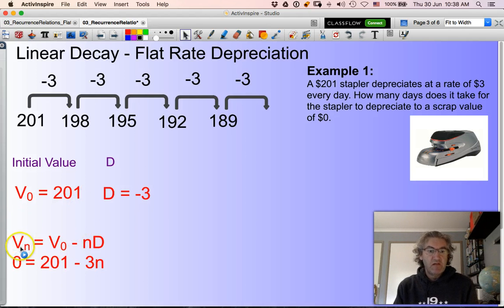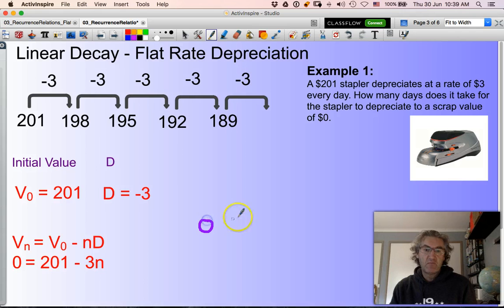So Vn equals V0 minus n times the D. So I want to know how long it will take until my stapler is worth 0. It will equal 201 minus 3 times n. I just need to use a little bit of basic algebra here to solve this equation. I could either use the solve function on my calculator or quickly just do this in my head.